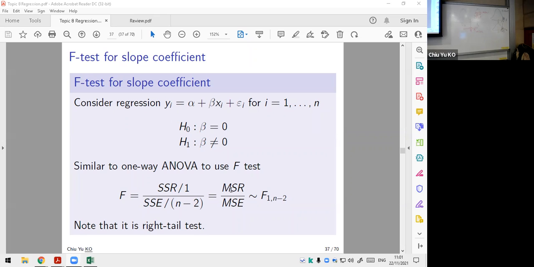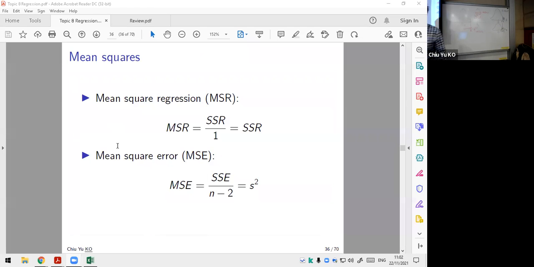And the degrees of freedom are 1 over n minus 2. And probably you ask why I divide by 1 here. The reason is you only have 1 coefficient. So that's why just 1, because the only coefficient is beta. So that's why only 1 group. So it's ANOVA with 2 groups. So that's why that's the case.